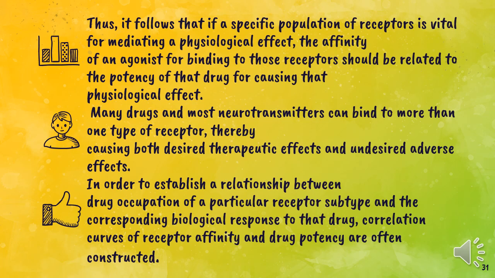In order to establish a relationship between drug occupation of a particular receptor subtype and the corresponding biological response to that drug, correlation curves of receptor affinity and drug potency are often constructed. For this purpose, we use more than one drug. We see the therapeutic effects on a specific receptor and the other effects which are not needed but still will occur or we will face them. We plot another graph to see what other effects can be established from it.